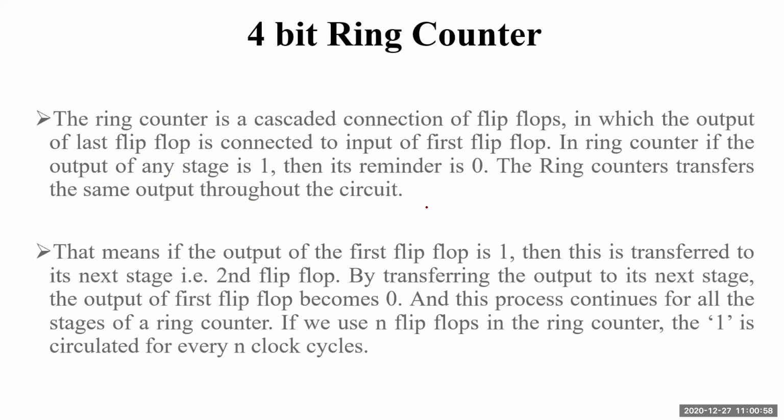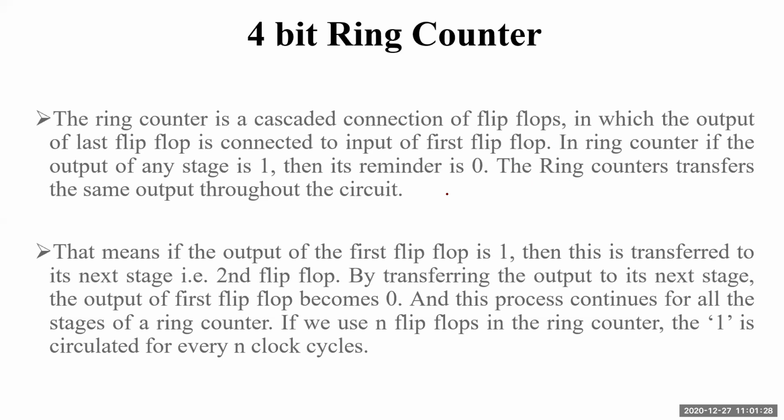In a ring counter, if the output of any stage is 1, then its remainder will always be equal to 0. So this is a basic property of the ring counter. Whenever any stage of the ring counter is producing an output of 1, the remainder of this is going to be 0. The ring counter transfers the same output throughout the circuit. Whatever output has been obtained here will be circulated throughout the circuit. So this is the basic operation of a ring counter.